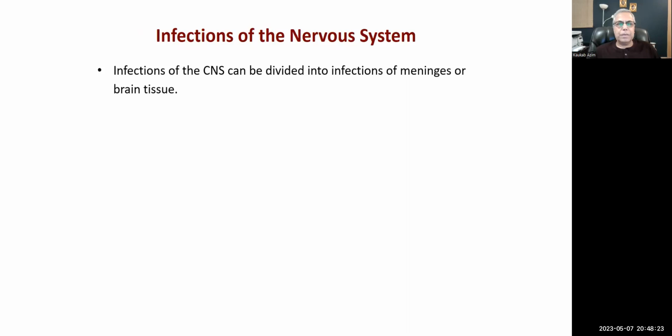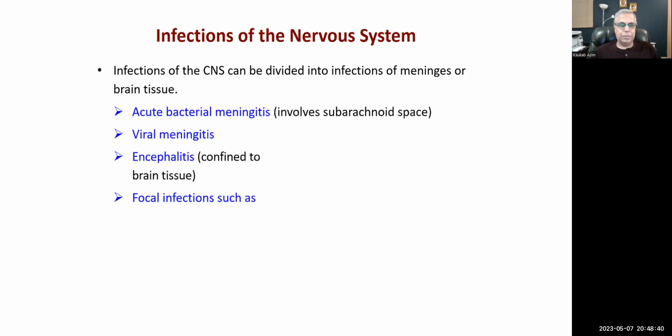So infections of the nervous system can be divided into infections of the meninges and of the brain tissue, right? So when we say meningitis, that's what we are going to do in this lecture, and which is the most common form of brain infection. That means the inflammation of the meninges. So you can have acute bacterial meningitis, which involves the subarachnoid space. So I hope you know a little bit of anatomy of the brain and its coverings, the meninges. We can get viral meningitis, encephalitis, which means the infection of the brain tissue itself. So it is confined to brain tissue.